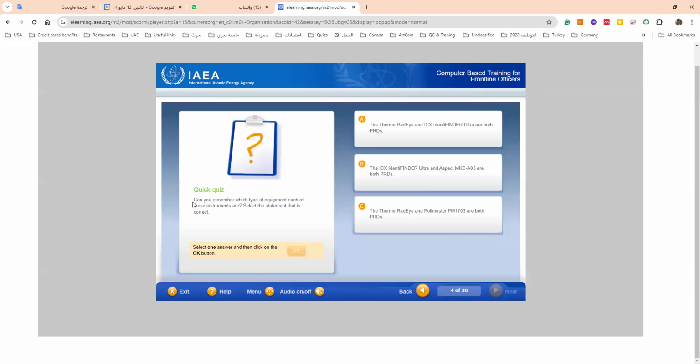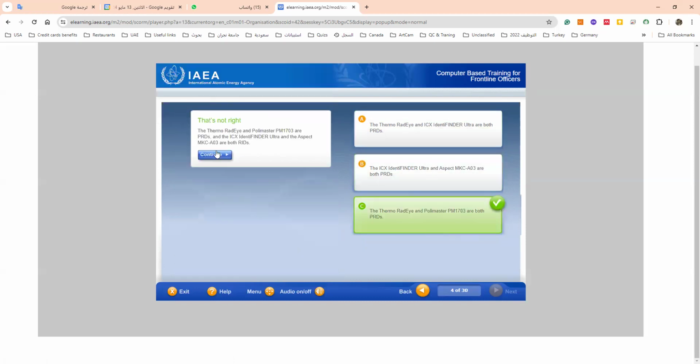Quick quiz. Can you remember which type of equipment each of these instruments are? Select the statement that is correct. I will select randomly. I don't want to answer randomly again, okay?